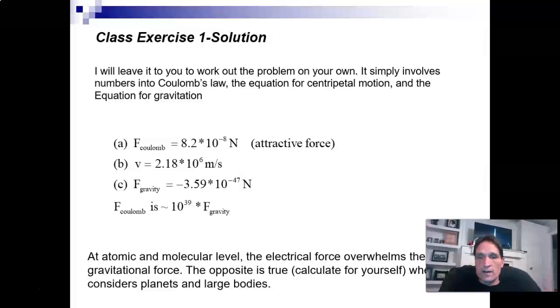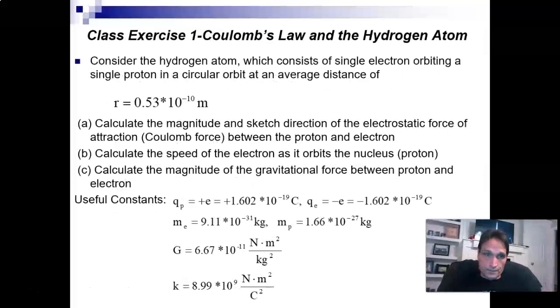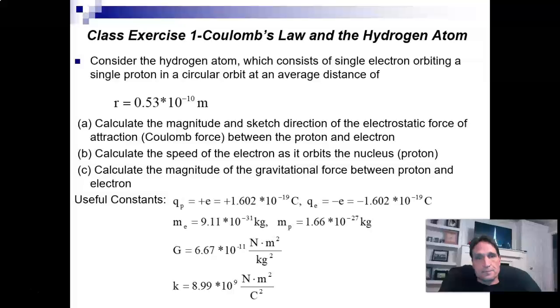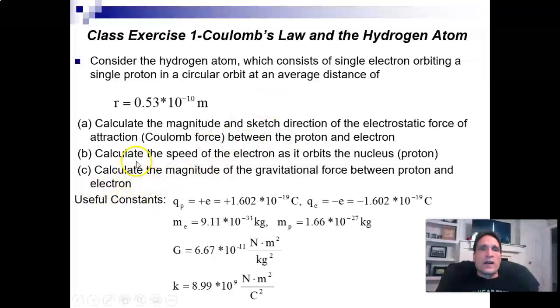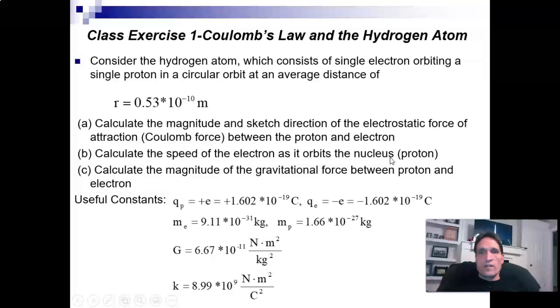Okay. Now that we know the magnitude of the force, in part B, you can calculate the speed of the electron as it orbits the nucleus. Okay. And remember, as the electron orbits, it orbits in a circular orbit. And so it experiences a centripetal acceleration. Remember, F is equal to mv squared over r.